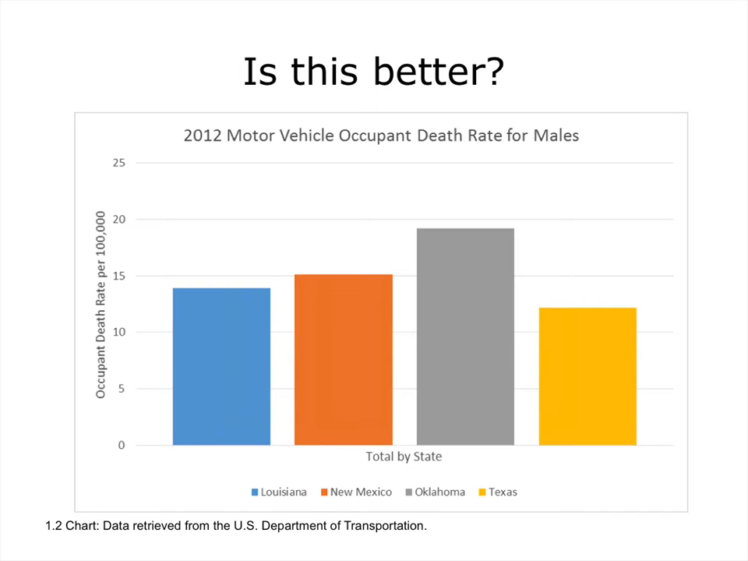This one is somewhat better. As you can see, it tends to use a lighter background. The title is clearer. It's the 2012 motor vehicle occupant death rate for males, and you can see that a field is used for the bars, making it easier to determine what the numbers are. This display could be improved if you actually included the numbers at the end of the bars. So there are many ways to do a display and many ways to improve a display.